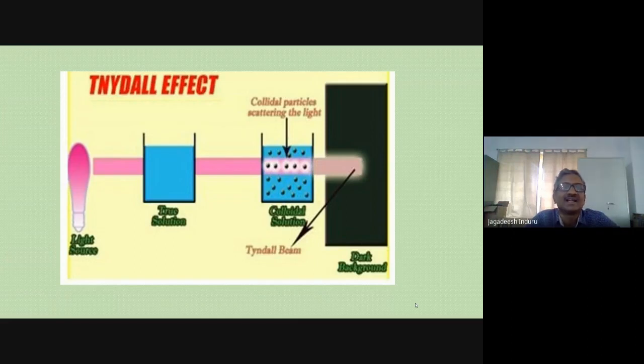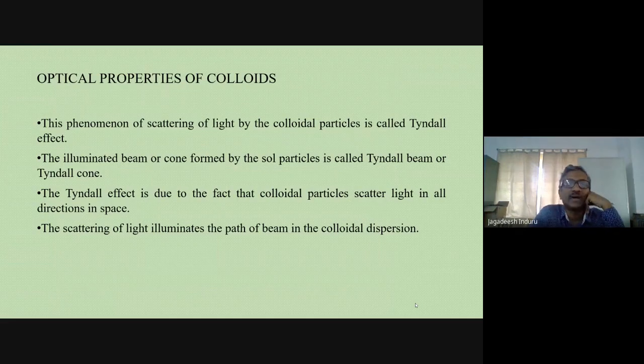This effect is called the Tyndall effect. This phenomenon of scattering of light by the colloidal particles is called the Tyndall effect. The illuminated beam or the cone formed by the colloidal particles present in a solution is called a Tyndall beam or a Tyndall cone. The Tyndall effect is due to the fact that colloidal particles scatter light in all directions in space. That scattering of the light illuminates the path of the beam in the colloidal dispersion, which is peculiar to colloidal dispersions and does not exist in regular solutions.